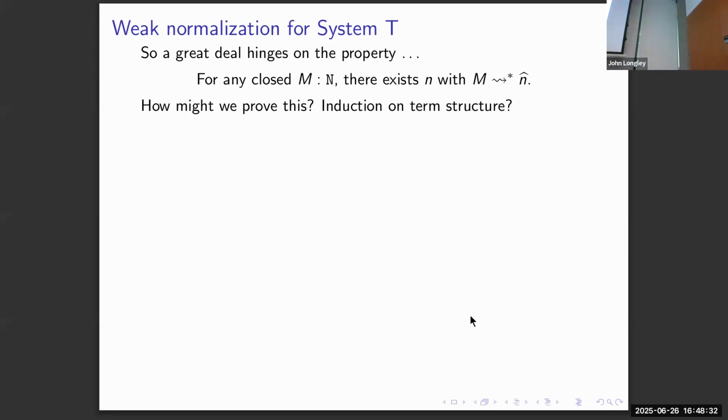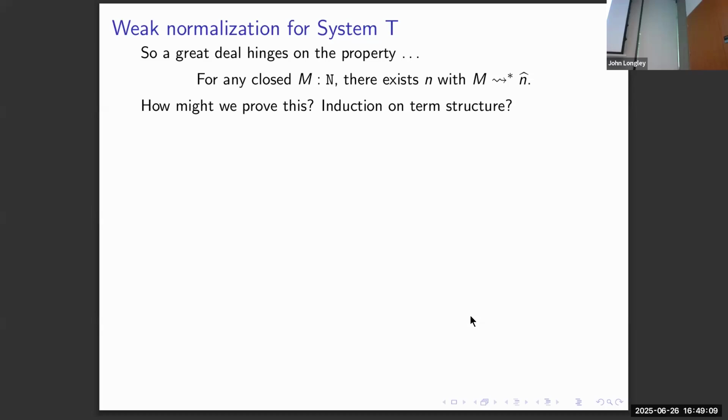Okay. So anyway, now let's turn, if we've got time, to the next topic. I'll keep going and then let's see how we go on. A great deal hinges on this property: that for any closed term of ground type, there exists a numeral that you can evaluate it to. So you've got some evaluation that will terminate. So how might we prove this fundamental property?